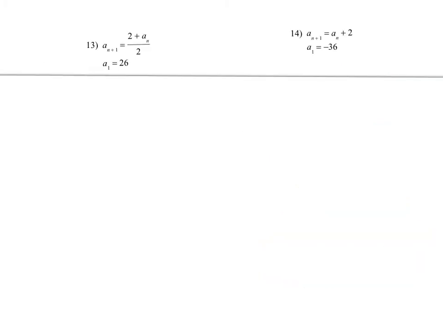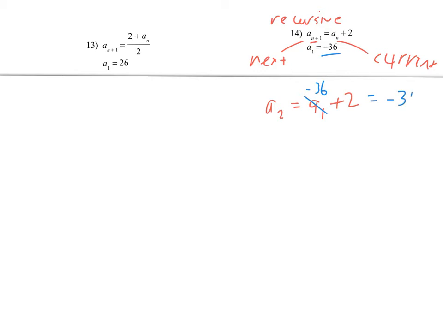All right, next up here, number 14. So for this one, this is still recursive. And I kind of know that because of, once again, this relationship. Here I would think of this as the next term, and then this one is really talking about the current term. But either way you think about it, the one out front is one ahead. So if this is a sub 2, this is going to be a sub 1. And then each time I'm going to add 2. So in this case, since a sub 1 is negative 36, I can just put that there and say this is negative 34. So then a sub 3 is going to be the previous term a sub 2 plus 2.